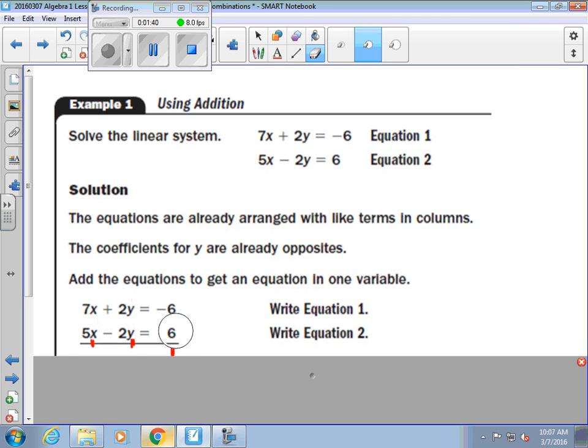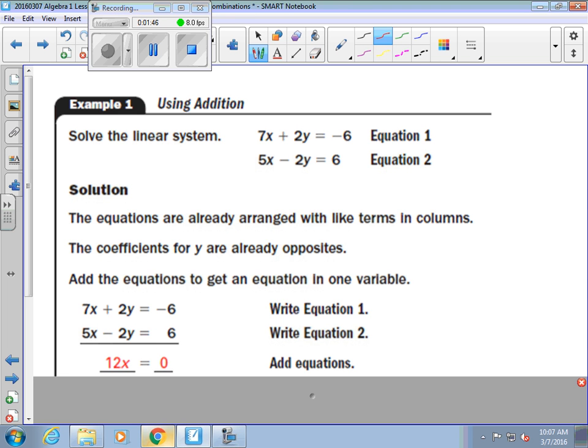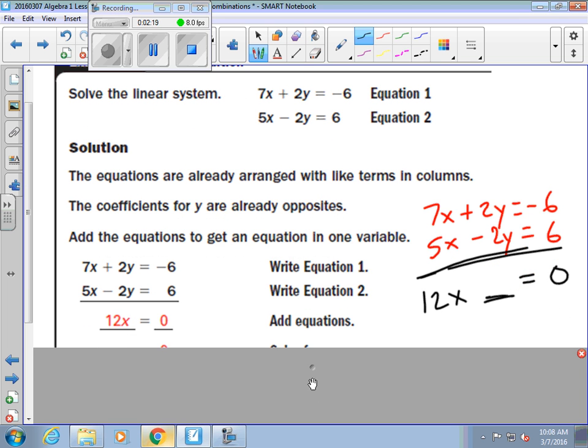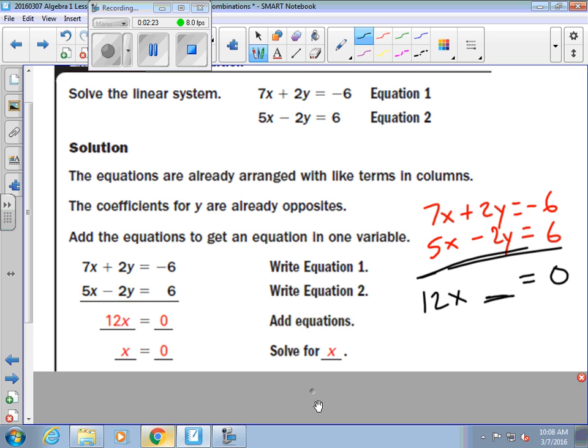When you combine the two, if we combine 7x and 5x, we get 12x. I'd rather write it a little bit different. 7x plus 2y equals negative 6, and 5x minus 2y equals 6. When you combine these two, 7x and 5x gives you 12x. 2y and negative 2y eliminates that part. And 6 and negative 6 together is 0. So you have an equation now that only has one variable, x. 12x is equal to 0. You know how to get x by itself. You simply divide by 12 on both sides, and that gives you x's value equals 0.